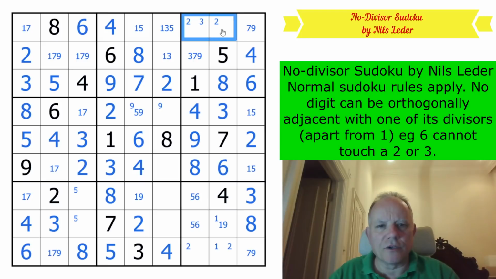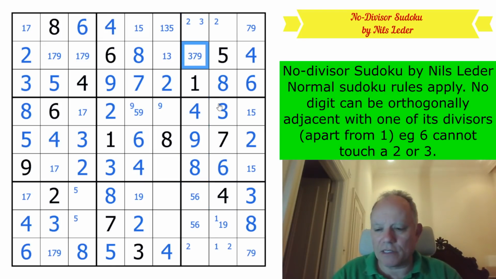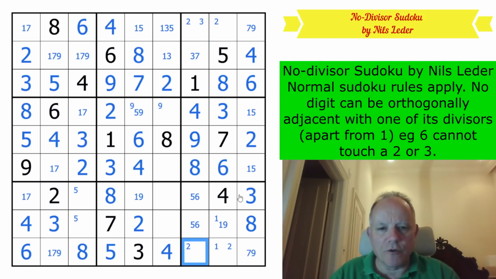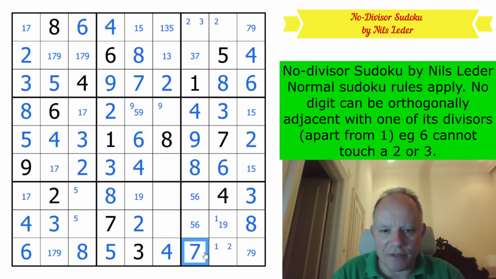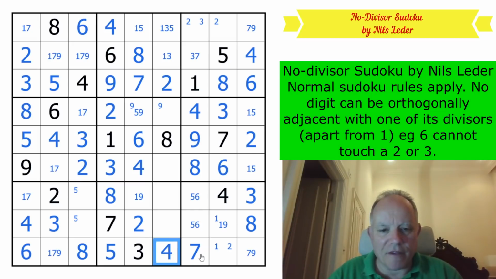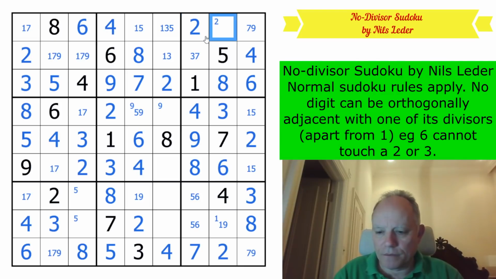We need a 2 here. I don't think it's constrained. Okay, what about this? 1, 4, 9, 8, 5, 6. So that's not 9. 2, 3, and 7. That can't be 2 or 3. That is a naked 7. Can't be 2 because of that 4. So 2 gets placed in this box. Surely that's going to let us finish off 2s. They must all be done now.